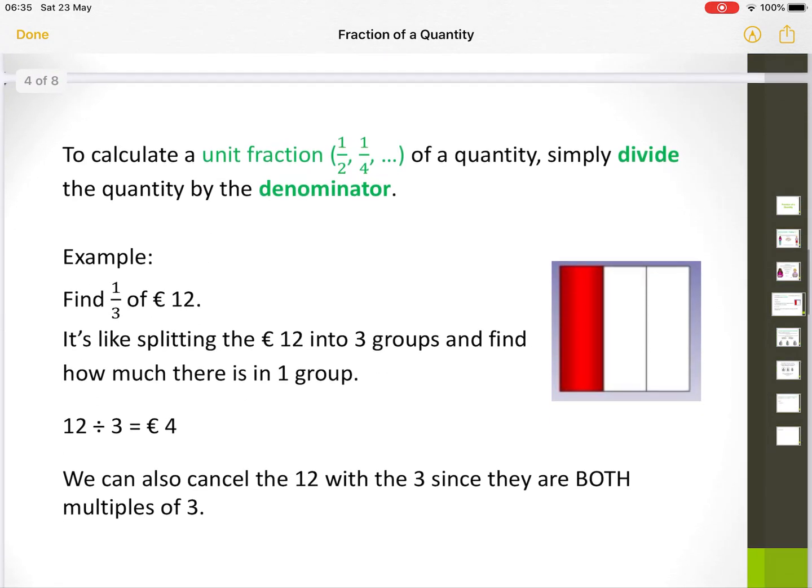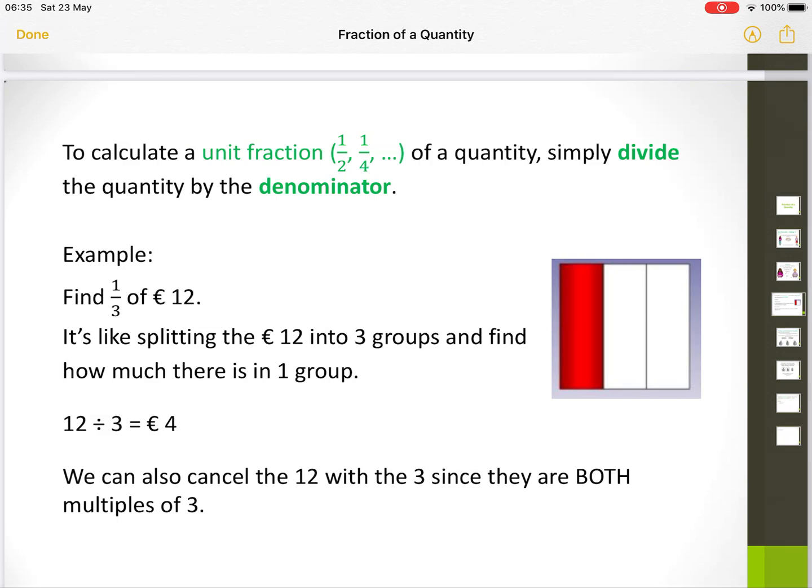Now, the note is that when we need to calculate a unit fraction, remember that in our first fractions lessons, we said that unit fractions are 1/2, 1/4, 1/3, 1/7, where the numerator is always 1. To calculate a unit fraction of a quantity, 1/2 of something, 1/4 of something, 1/3 of something, 1/5 of something, we simply divide the quantity by the denominator. The quantity was 8 cakes and we divided by 2. Now, let's do another example.